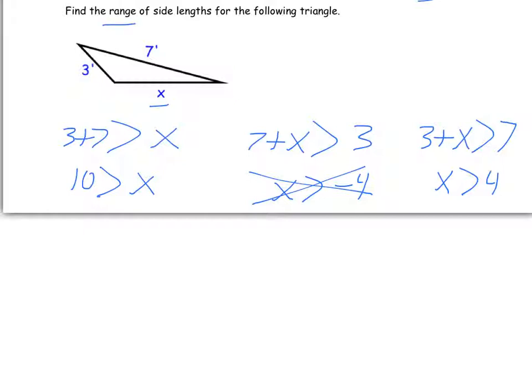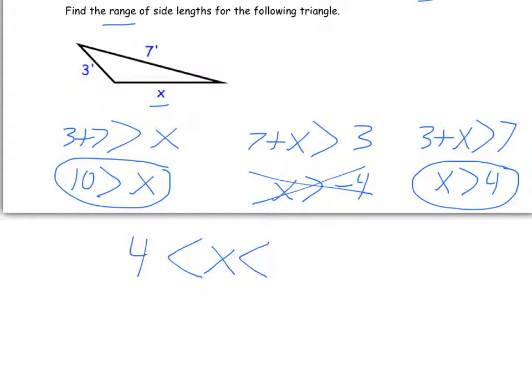Therefore, the range is going to be the combination of these two inequalities. We end up with x being bigger than 4, but also having to be less than 10. And that's my answer there. That's when we're finding the range.